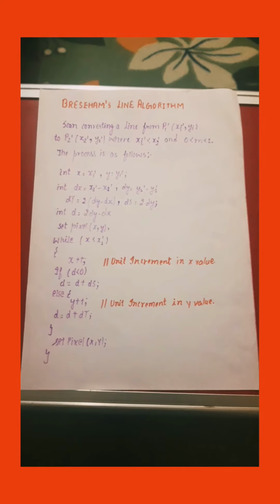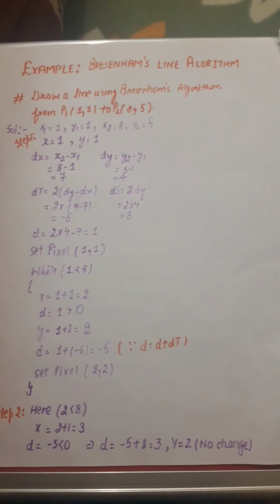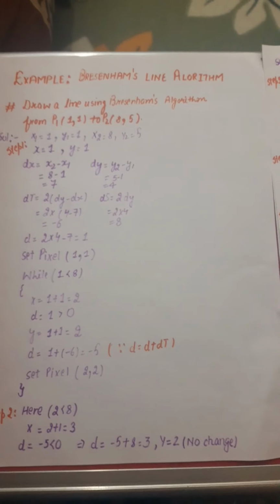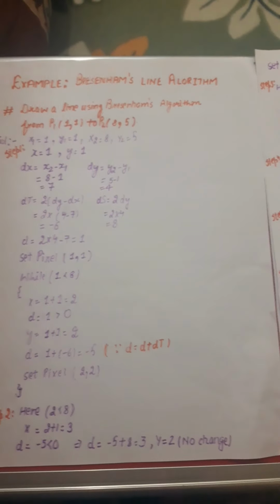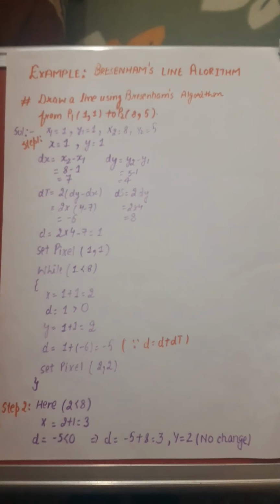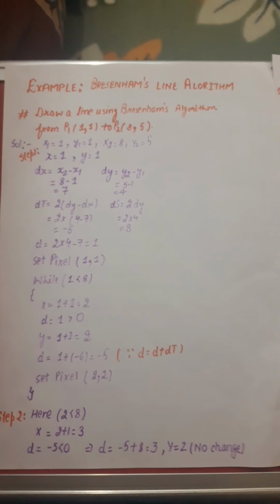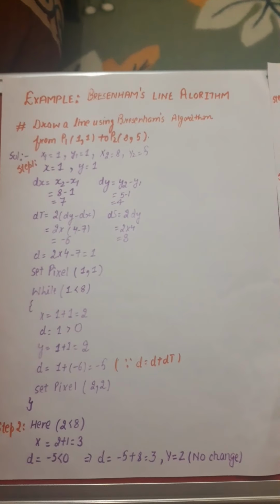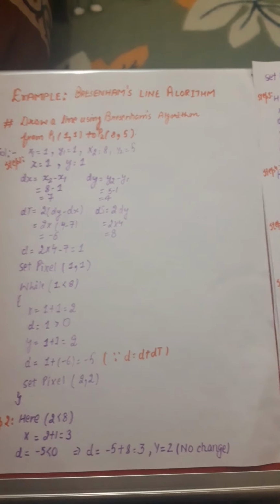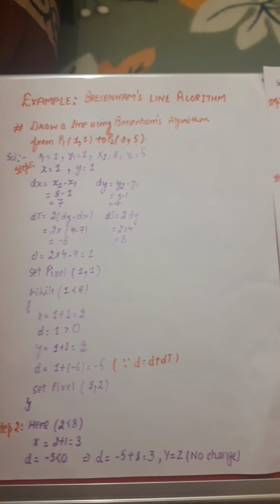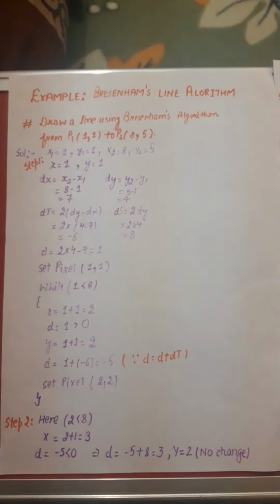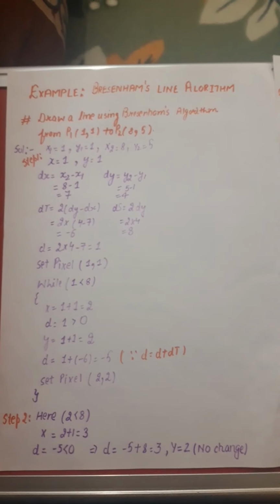So thank you. So next, let's solve an example for Bresenham's line algorithm. I have taken a line having two endpoints P1 and P2. P1 has coordinates 1, 1, that is x equals 1, y equals 1, and P2 has coordinates 8, 5, right? So initially, in the first step, I have defined that x1 equals 1, y1 equals 1, x2 equals 8, and y2 equals 5, right?